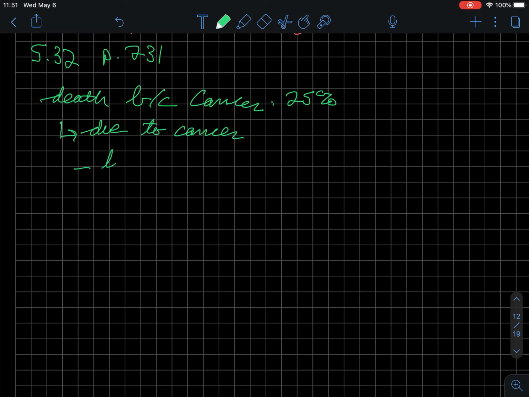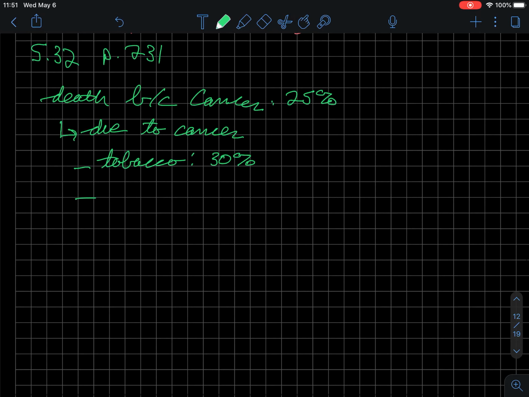And of the deaths that are due to cancer, we find out a couple things, right? So one, tobacco, says that this is 30%. And two, we have diet. So poor diet, that is 40%. And other, which is 30%. So what this is asking us is to define events and identify which of these four probabilities refer to conditional probabilities.